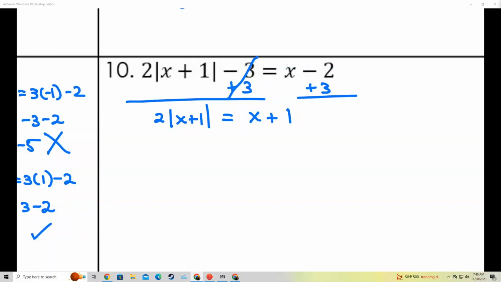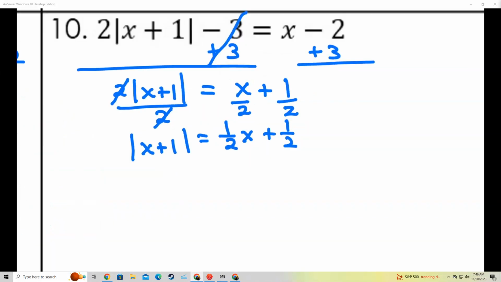And then everything is going to get divided by 2. So this is going to be divided by 2, divided by 2, divided by 2. These are going to cancel. Get the absolute value of x plus 1 is equal to 1 half x plus 1 half. Yeesh, that's ugly. But it is what it is. Let's go ahead and solve for it.